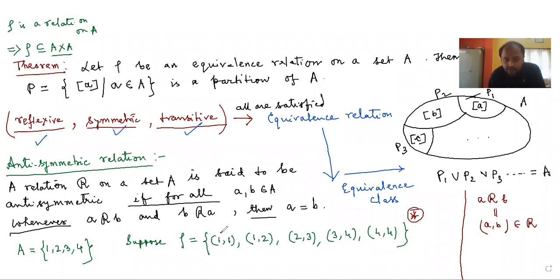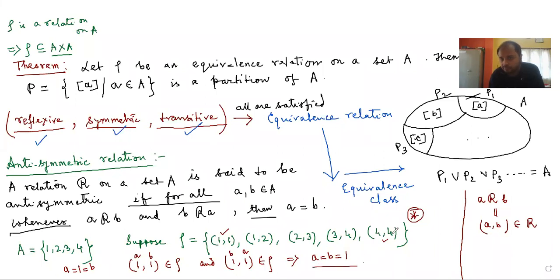So you see that this particular pair (1,1) and this particular pair (4,4) actually satisfy these properties. Why? Since here A equals 1 and B is also equal to 1, (1,1) belongs to rho. You can consider this one to be A and this one to be B, and (1,1) also belongs to rho. You can consider now this to be B and this to be A, and together they imply that A equals B, which is obviously equal to 1. Similar is the case with (4,4).